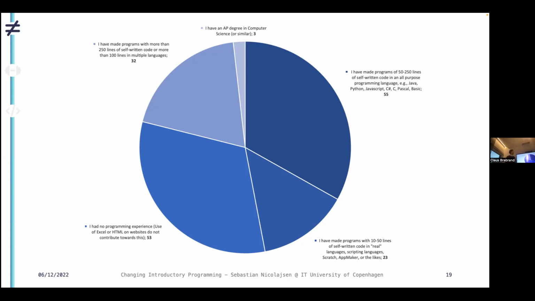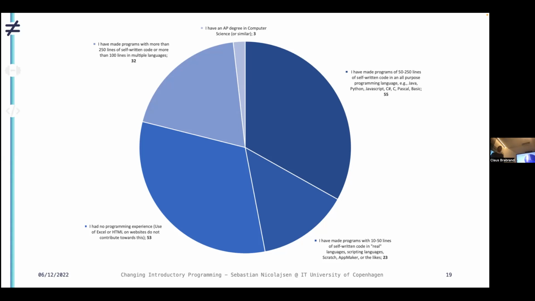That is 23. And then we have those that have made between 50 and 250 lines of self-written code in an actual general purpose programming language, 55. We have some that have an AP degree of similar in computer science, and then 32 that have written lots of code in multiple languages. So it's almost a 50-50 split here.